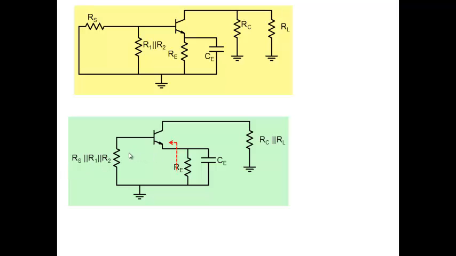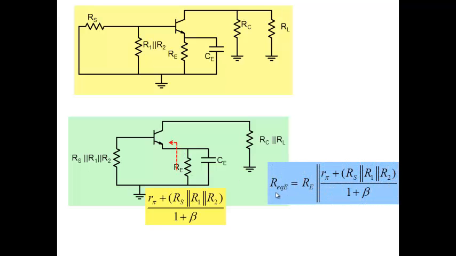Okay? And when I draw like this, impedance is where? Between the emitter and ground. Always keep in mind, when I say resistance looking from here, it means between that node and ground. So what we get is, now see, this is the impedance which is R pi plus this RS parallel R1 parallel R2, the whole thing divided by 1 plus beta. And this comes between here and ground, so it comes in parallel with RE. And therefore, my equivalent resistance is RE parallel, this whole thing, that's my equivalent resistance.